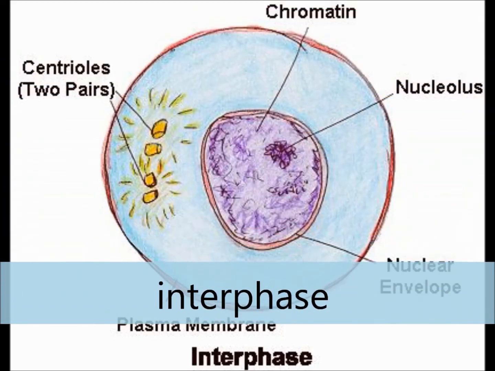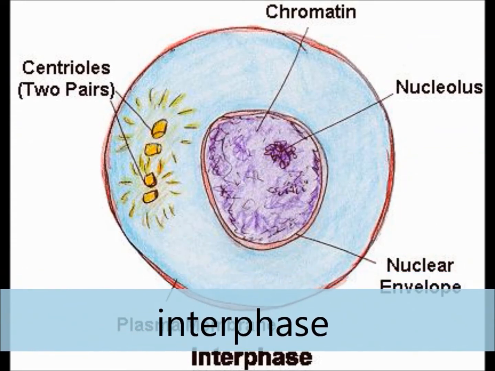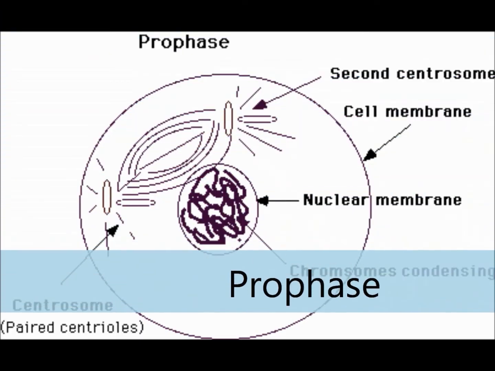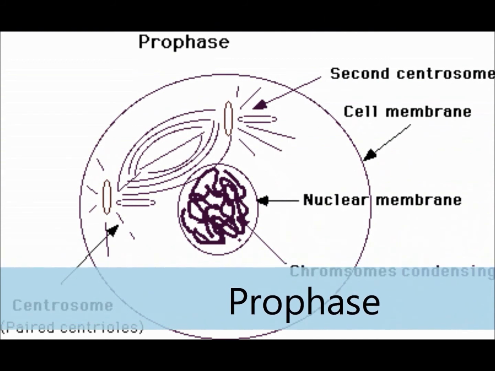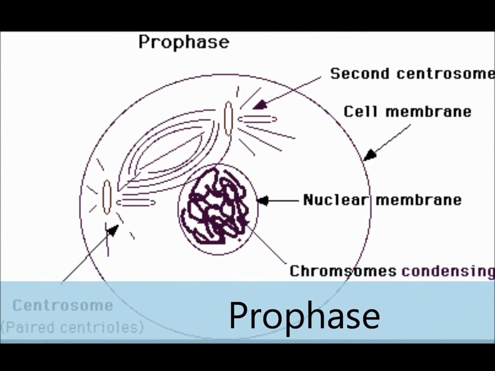The first step of mitosis is interphase. Interphase is a period of cell growth when the cell synthesizes new molecules and organelles. Prophase is the second step of mitosis. During prophase, changes occur in both the nucleus and the cytoplasm. In the nucleus, chromatin fibers become tightly coiled and folded to form chromosomes.